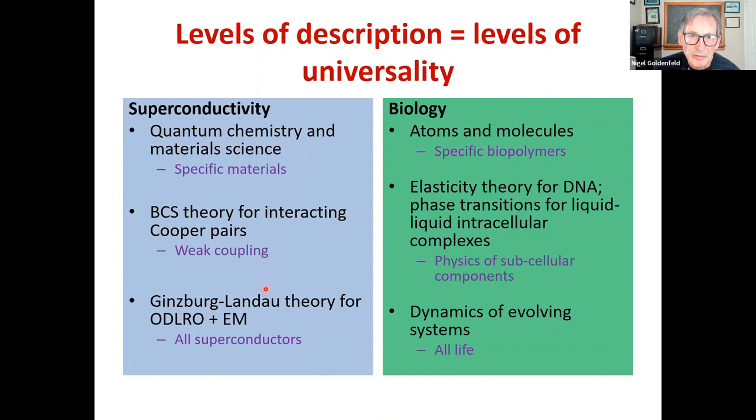In superconductivity, this description here applies to very specific materials. This description here applies only to weak coupling superconductors, not to the high temperature superconductors. And this level of description here applies to all superconductors. This description here for biology tells you about specific biopolymers. This mesoscopic description tells you about the physics or the biophysics of subcellular components. And this description here is the highest level of description that tells you about the dynamics of evolving systems and how life itself can exist.